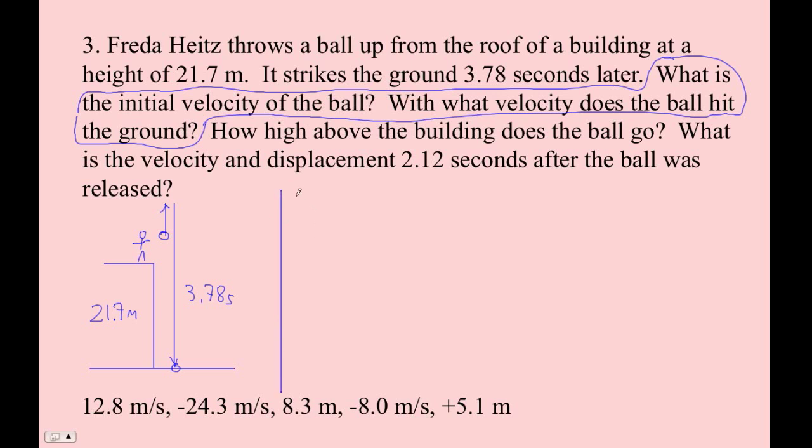We can solve that. Okay, so I'm going x, vi, vf, a and t, and this is from release to the ground. Our displacement is 21.7 down. Now remember, that's not the distance it travels. The distance it travels is bigger than that because it goes up and it goes down, but the net change in position is 21.7 down, right? And then 3.78, that's the time that whole thing takes, right?